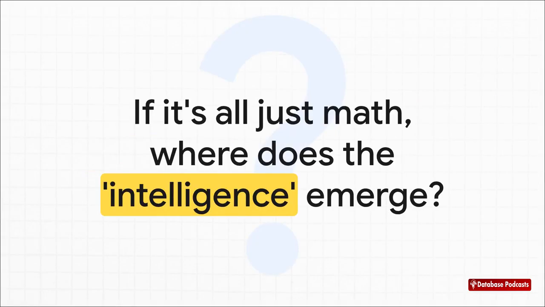And we'll leave you with one final thought to chew on. We've just described a purely mathematical process, right? It's just about minimizing error through repetition. So if it's all just math and optimization, where does the intelligence in artificial intelligence actually come from? It's a fascinating question. Thanks for watching.